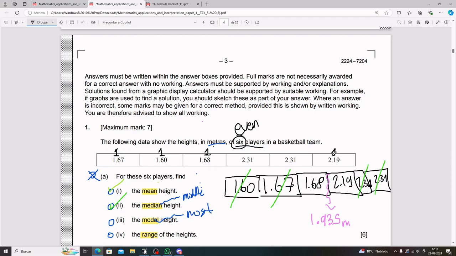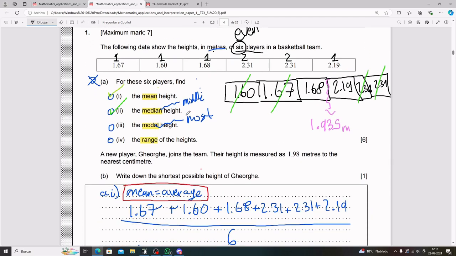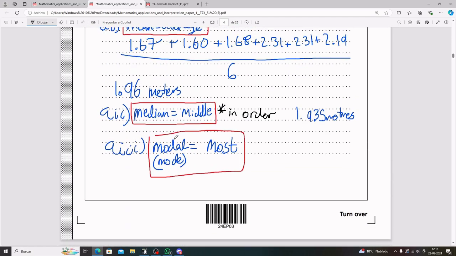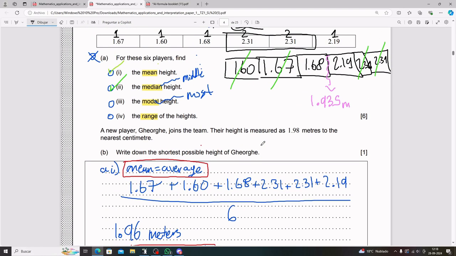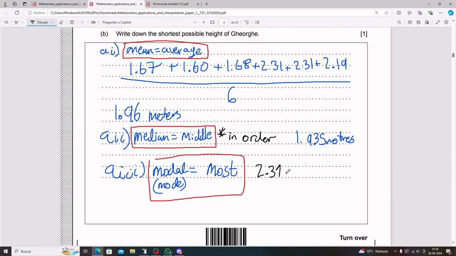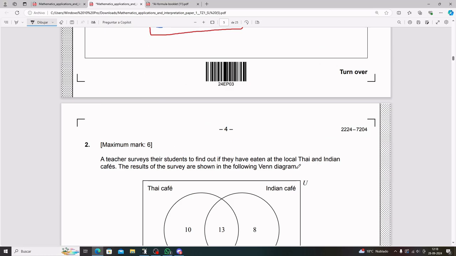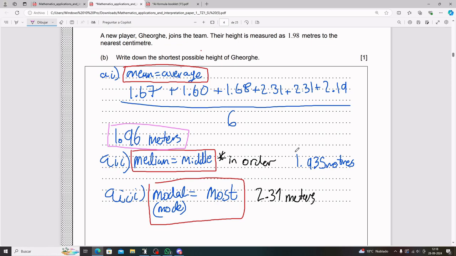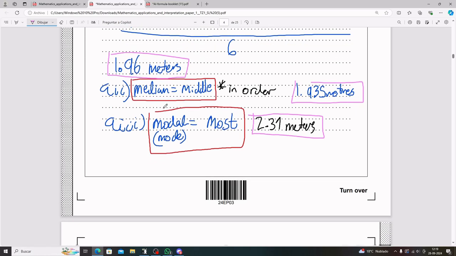2.19 shows up only once. And ta-da! 2.31 shows up once here and once here. So 2.31 actually shows up twice. And so the modal height, the height that shows up the most, is indeed 2.31. It shows up twice, while every single other one shows up only once. So for part Aiii, the height that shows up the most is 2.31 meters. All right? And just so that we're on the same page, my answers thus far have been this, this, and this.